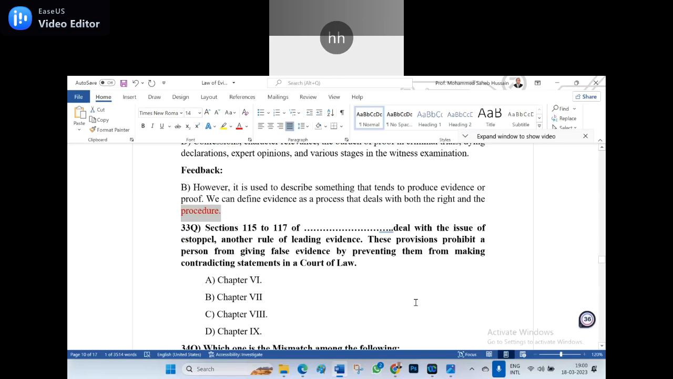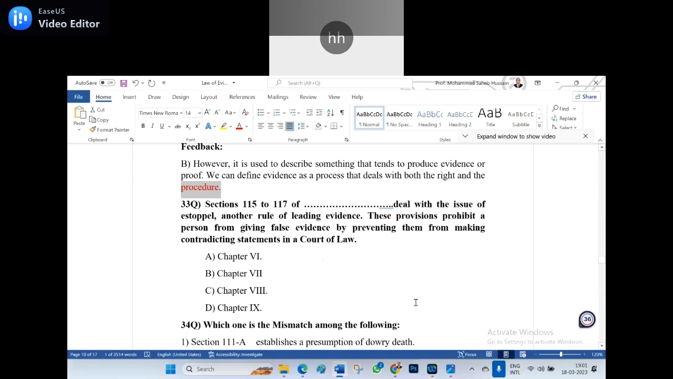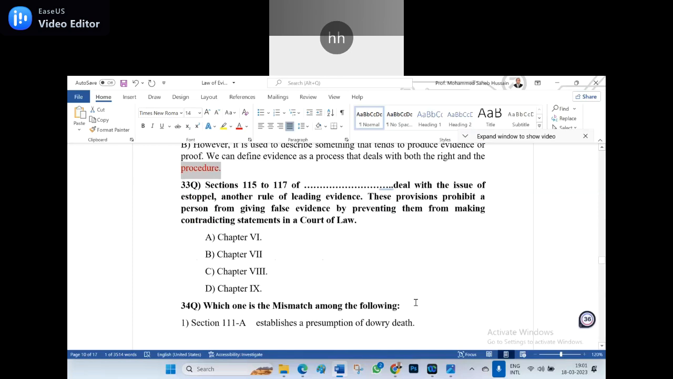A. Chapter 6. Let me finish all the options first. Be patient. A. Chapter 6. B. Chapter 7. C. Chapter 8. D. Chapter 9. When I say shoot, at that time you have to shoot. Now you already shot in the middle. So, Chapter 8 is the right answer.